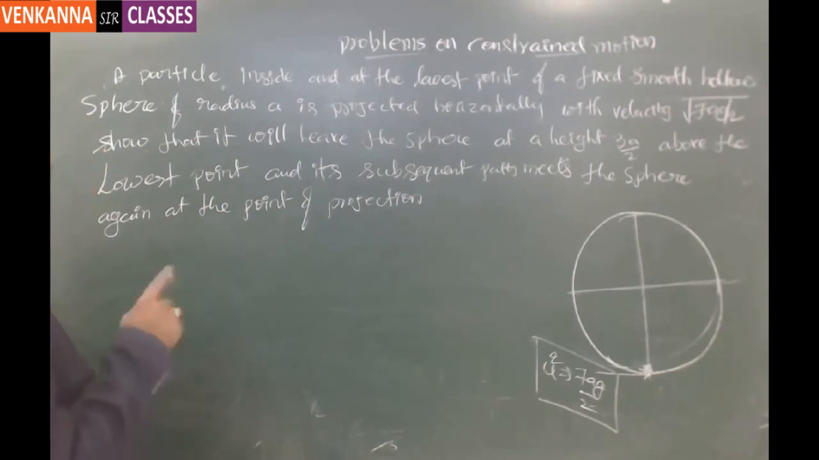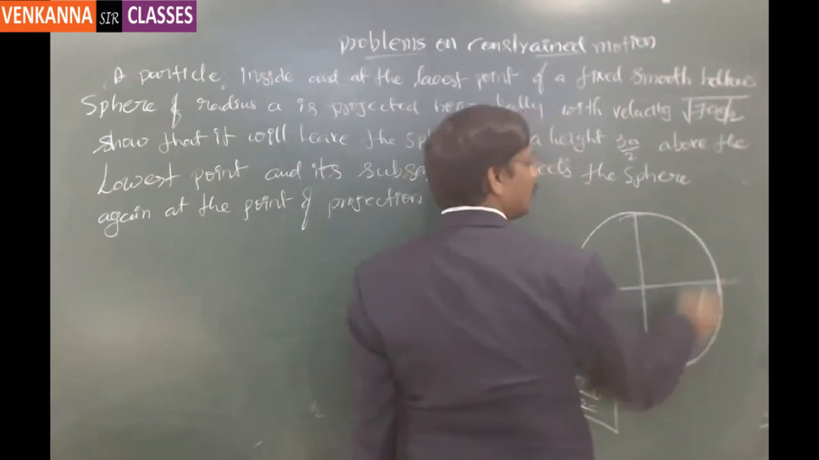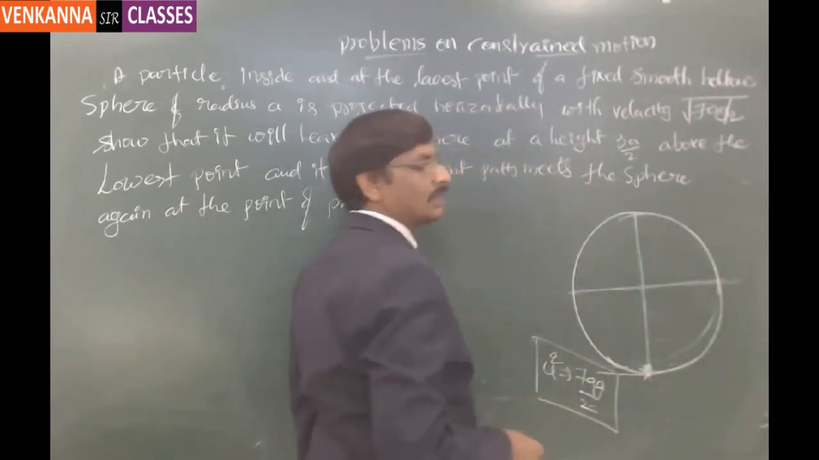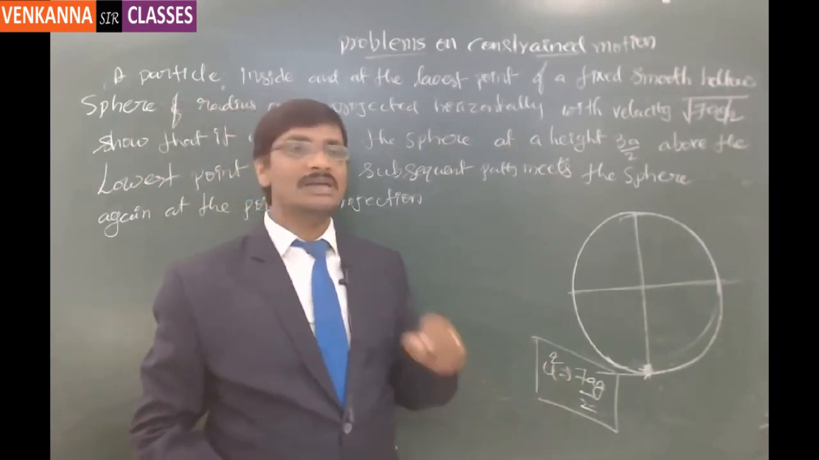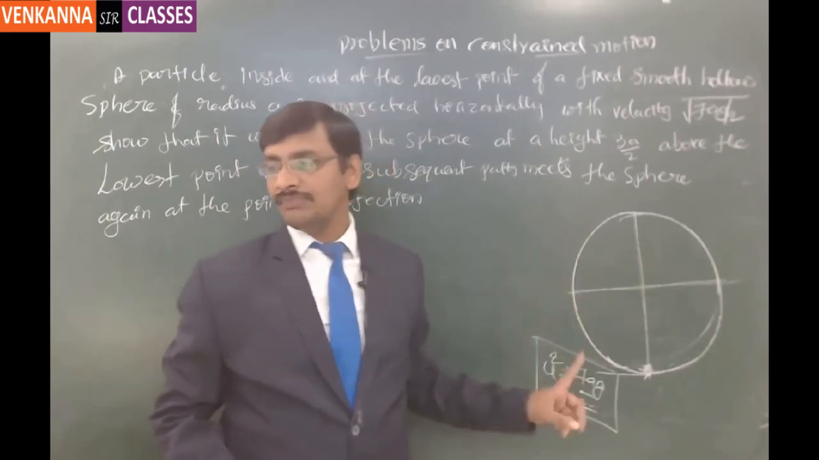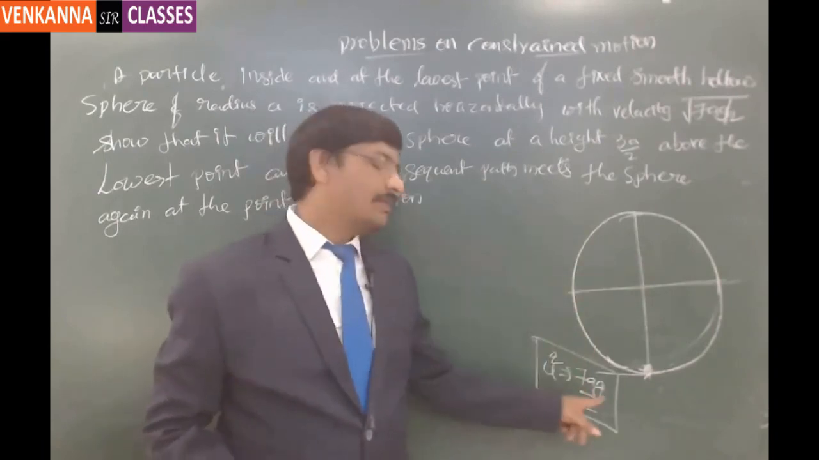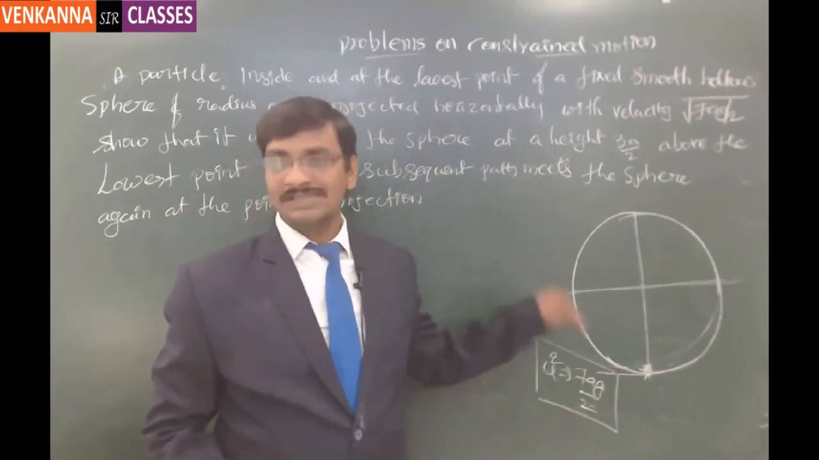2 above the lowest point and its subsequent path meets the sphere again at the point of projection. That means when it is projected in this manner, it may not complete the full circle because this velocity may not be sufficient. If you notice, 5ag is the required velocity to make a complete revolution for any spherical shape. Now here 7ag by 2 is nothing but 3.5 times ag, which is lesser than 5ag.